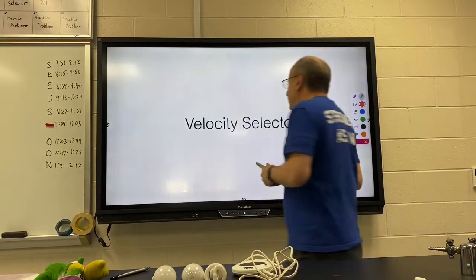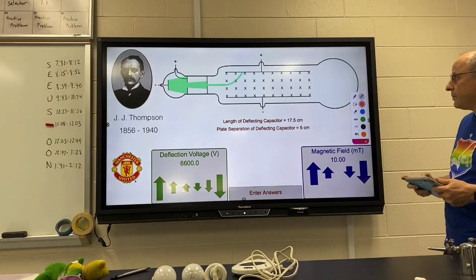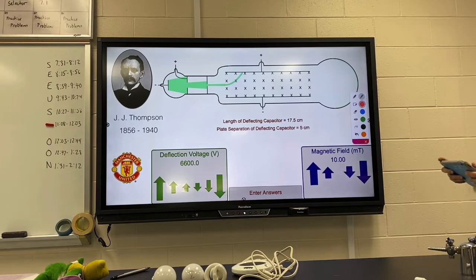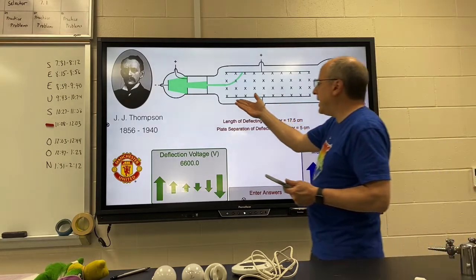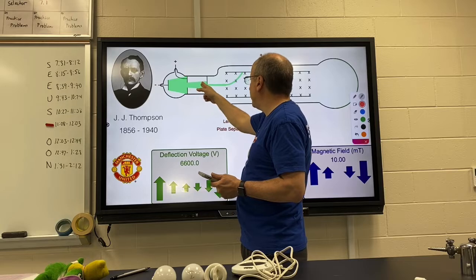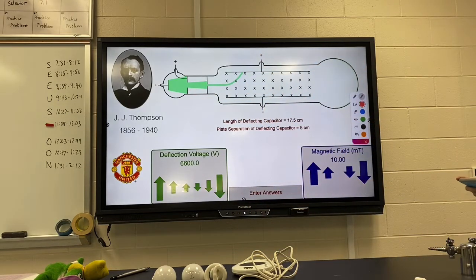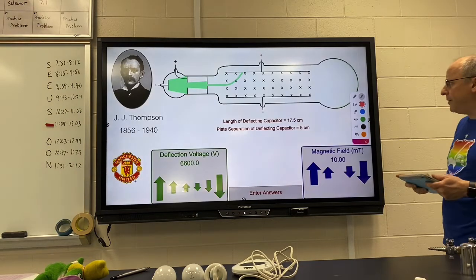The second use of the magnetic force is in a velocity selector. We already learned about J.J. Thomson and how he had this glass tube with capacitors. He accelerated his charges and then he deflected his charges using an electric field. What I didn't tell you is we can also have a magnetic field.